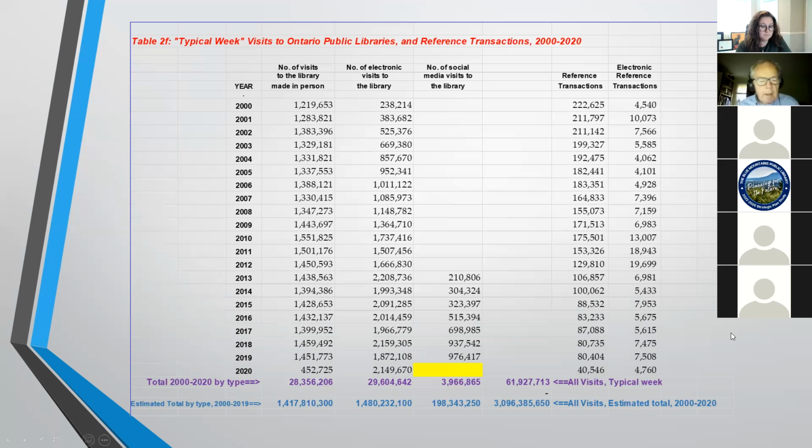Now, what's next? Now, notice down at the bottom what we have. We have the total 2000 to 2020, so that's 21 years. And so the number of visits made to the library weekly average, typical week, is 28 million, and so forth. We'll go across all the way. Now, I don't include reference transactions in the total because they're already in visits. They're already counted as visits.